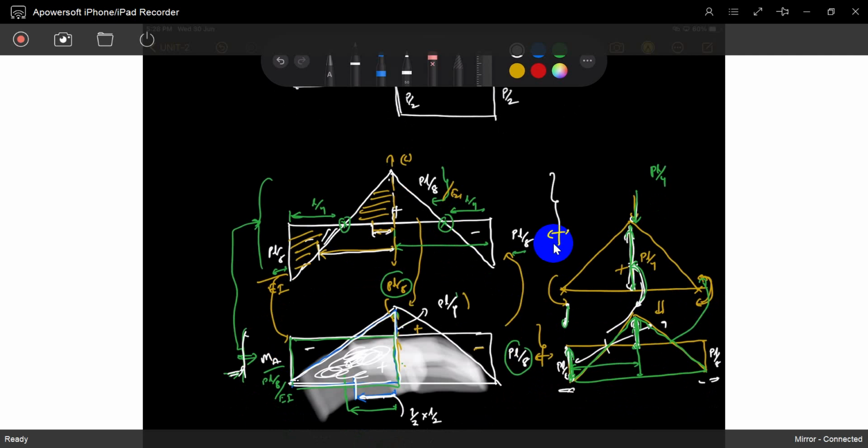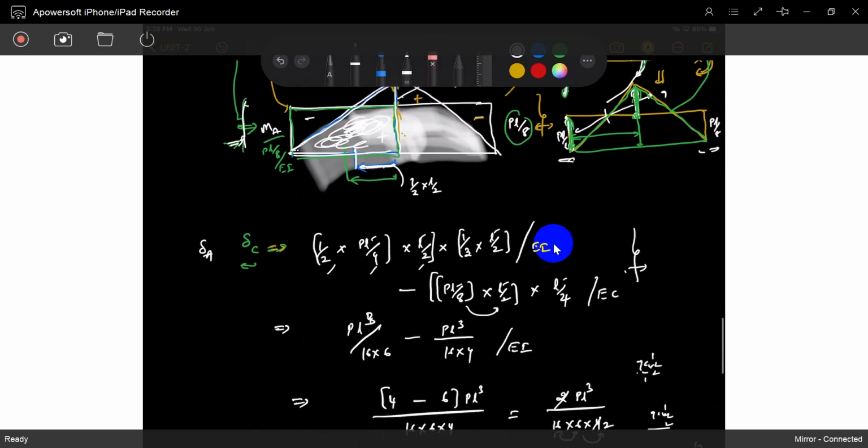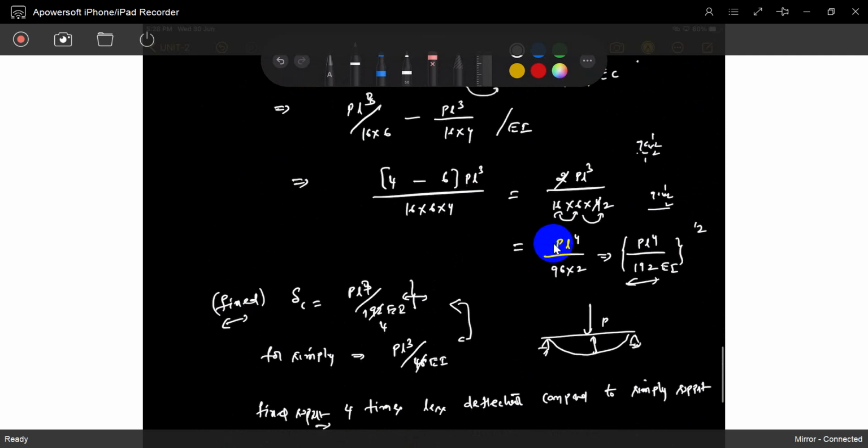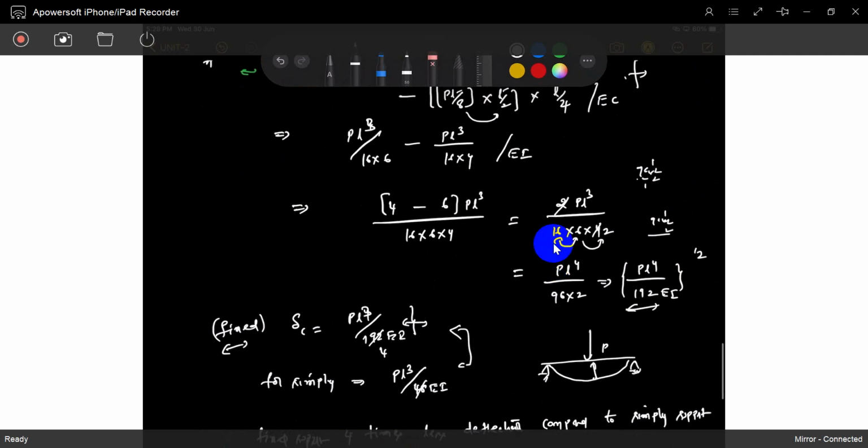And we also calculated the deflection at the center. Once again, I will write it: PL cube by 3 EI for the simply supported beam. For the fixed beam, I got PL cube by 192 EI, which is 4 times lesser compared with the simply supported.